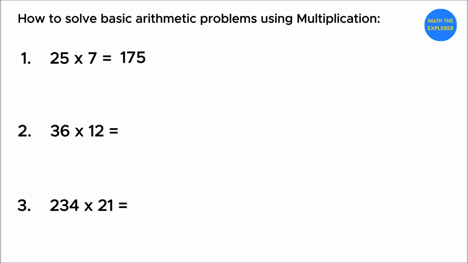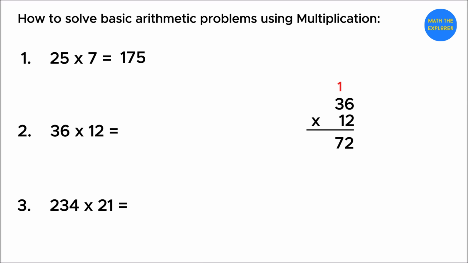To solve 36 times 12, start with the digit in the ones place of 12, which is 2. Multiply 2 by 6, the ones digit of 36, so 2 times 6 equals 12. Then write down 2 and carry over 1. Multiply 2 by 3, the tens digit of 36, so 2 times 3 is equal to 6. Add the carried over 1 to get 7. So the first partial product is 72.